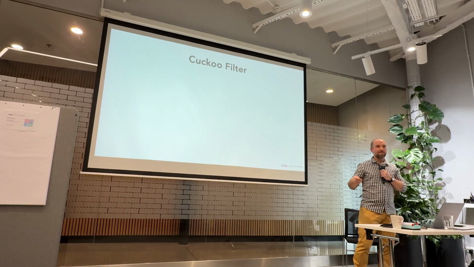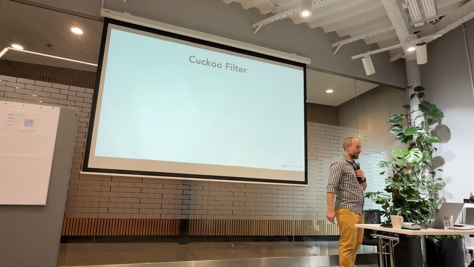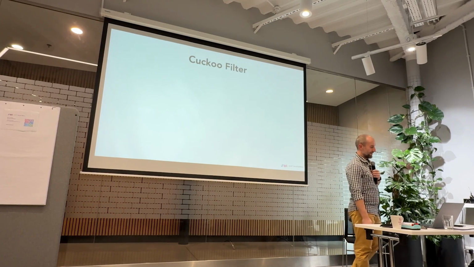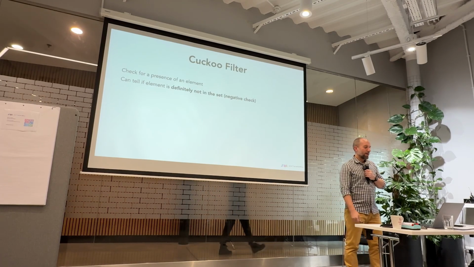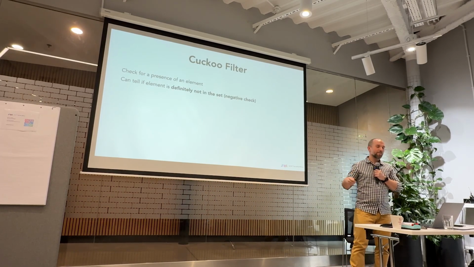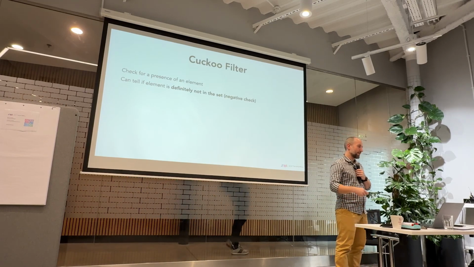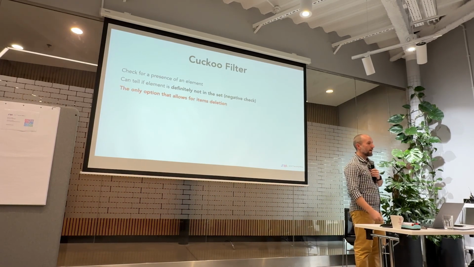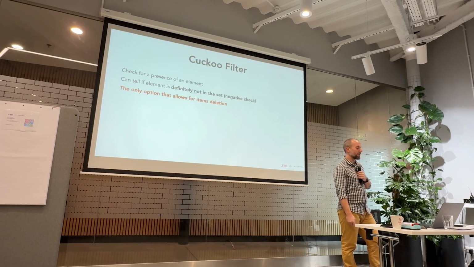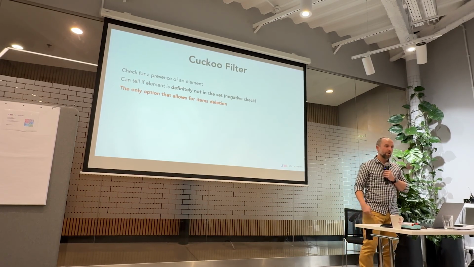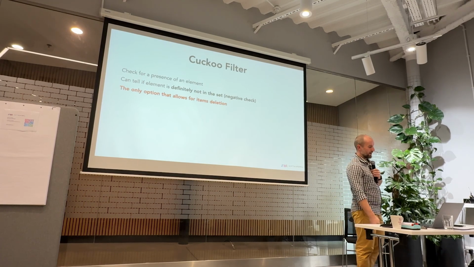The cuckoo filter's name comes from a trait of the structure that I will reveal in a moment. It again checks for the presence of an element. It checks if an element is definitely not in the set, so pretty much the same as a Bloom filter. From the outside, it looks pretty much the same. It's the only option among the probabilistic data structures in Redis that allows for item deletion. So we can do that. It somehow tracks the elements that are in the set.